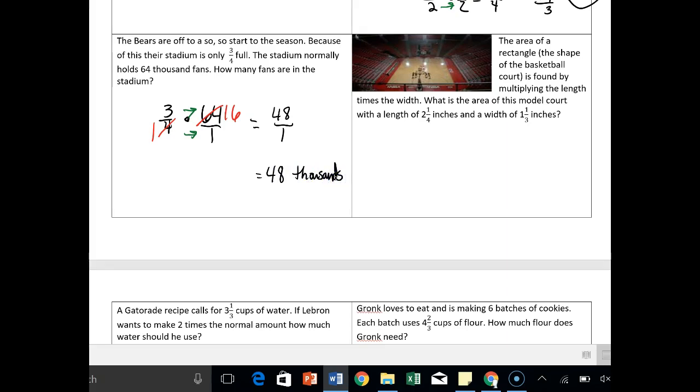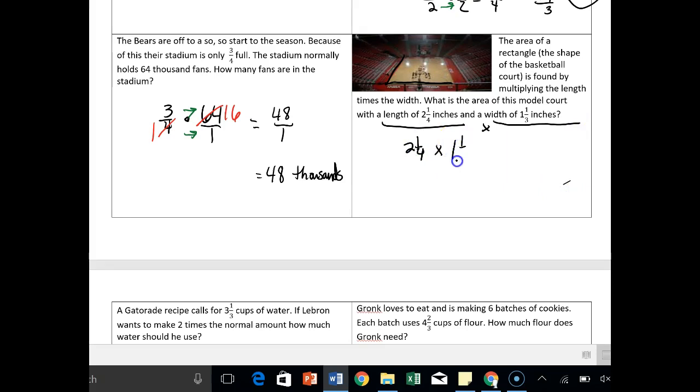All right. Area problems. We went over these on last night's homework. So the area of a rectangle, the shape of the basketball court, is found by multiplying the length times the width. So the length times the width, right? What is the area of this model court if it's 2 1/4 inches and width is 1 1/3? So again, we're just doing the length times the width. So 2 1/4, that's how we find area. Length times width of a rectangle.